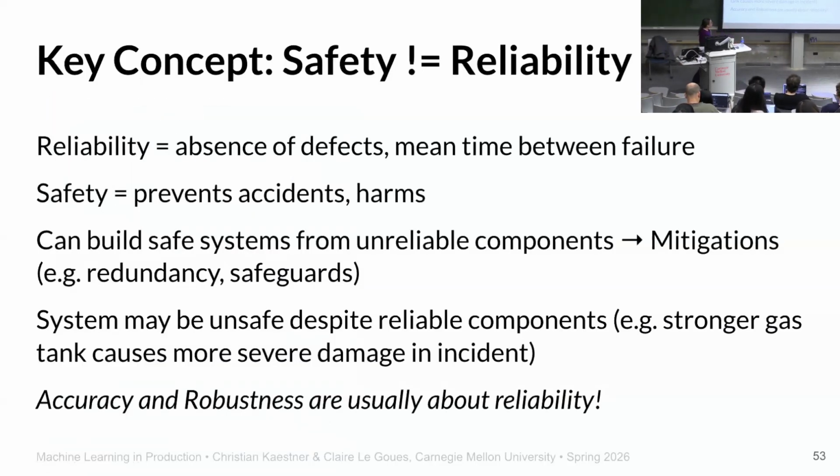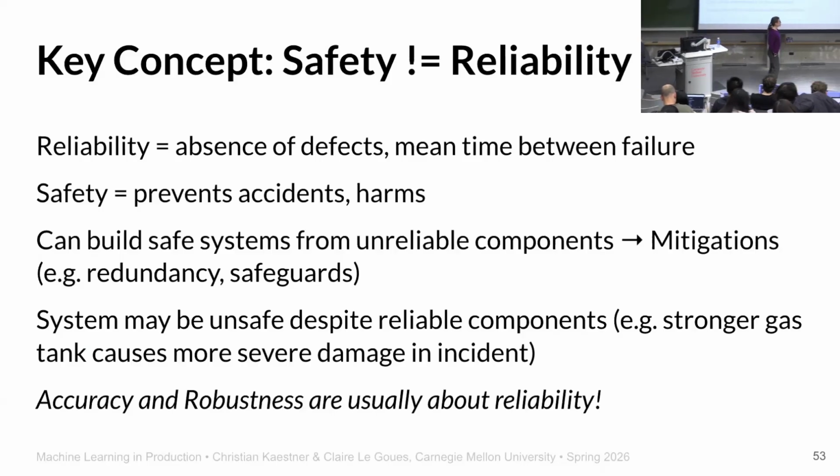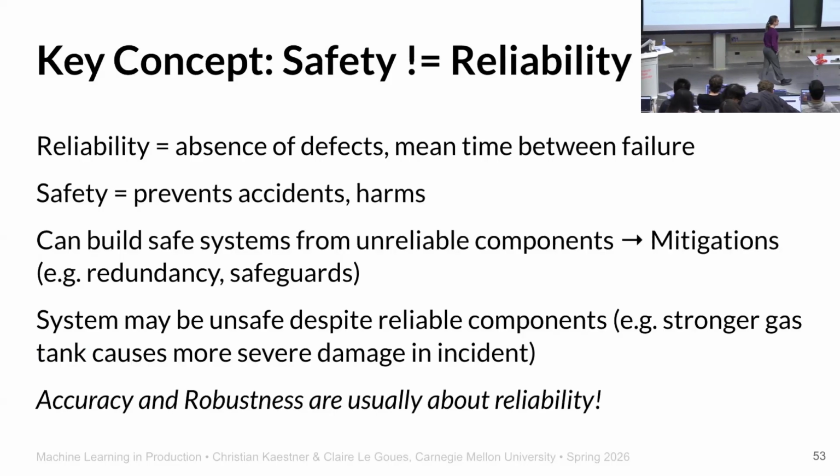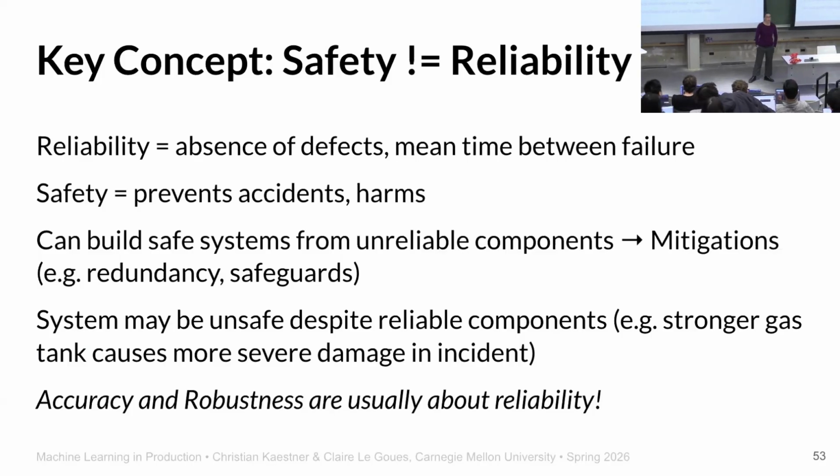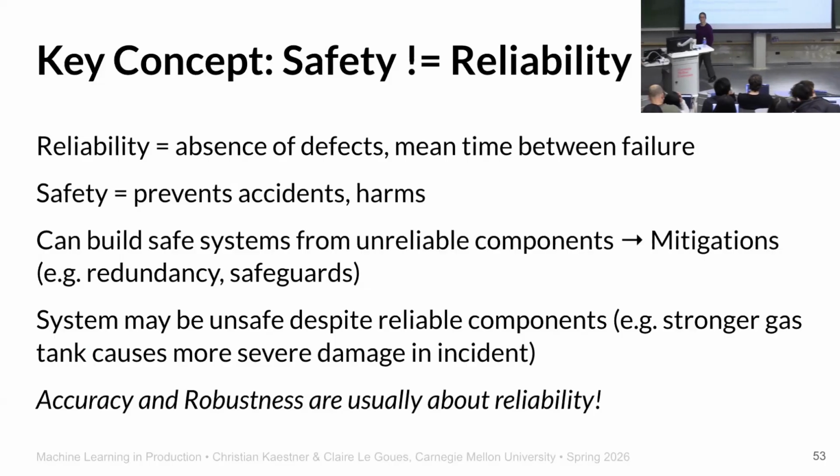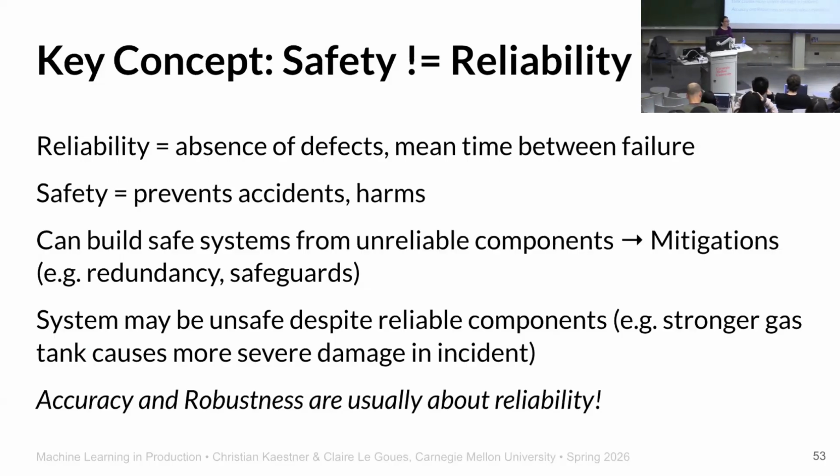So I'm going on about this because if you remember one thing, right? Safety is the prevention of accidents and harms. Reliability is the absence of defects or mean time between failure. You can build safe systems from unreliable components, and systems may be unsafe despite reliable components. The two are not unrelated, but they are not the same thing. And often when we're talking about model accuracy and robustness, we're almost always talking about reliability and not safety.